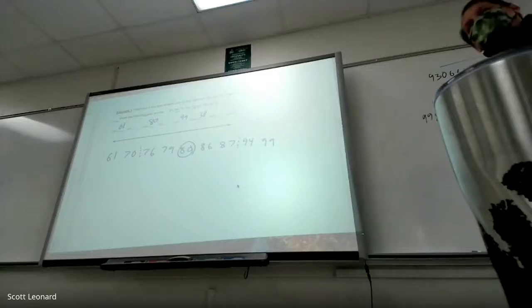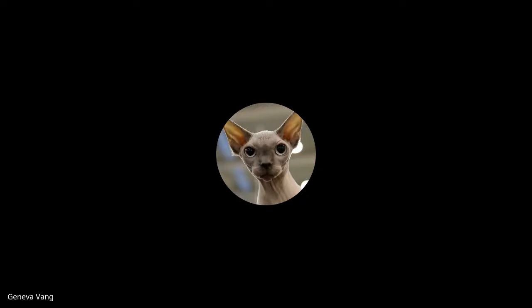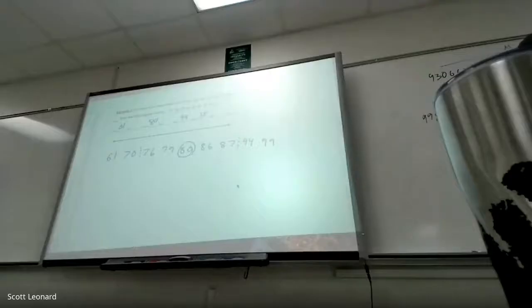How do you find an average of two numbers? You add them together and divide them by two. Add them together, divide by two. Well done.